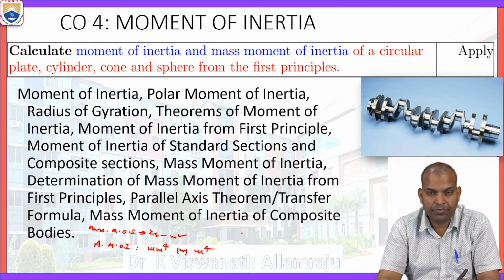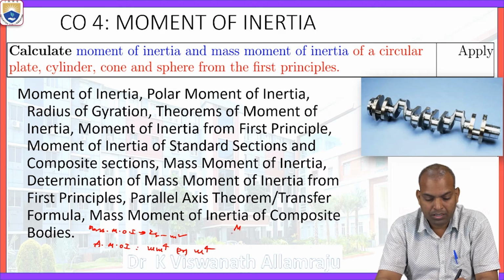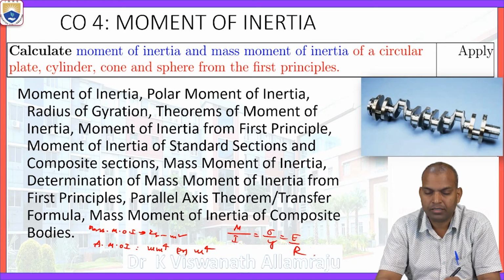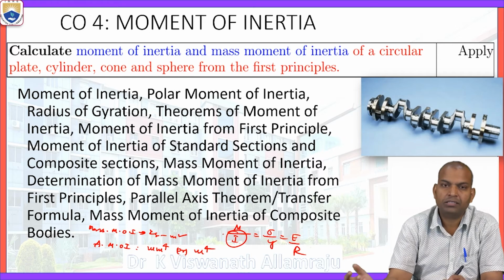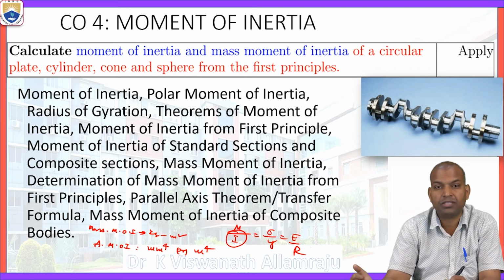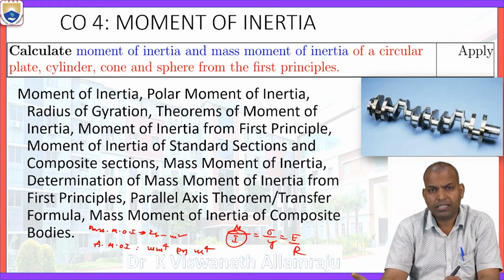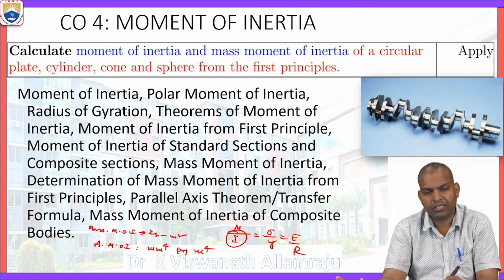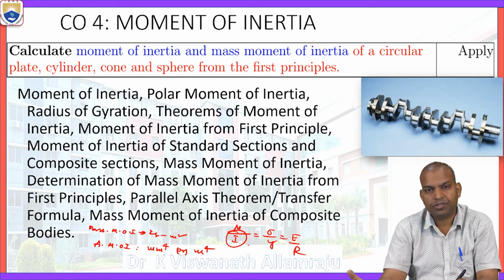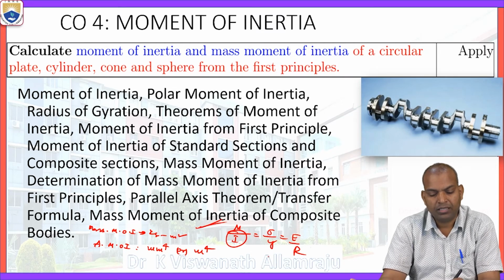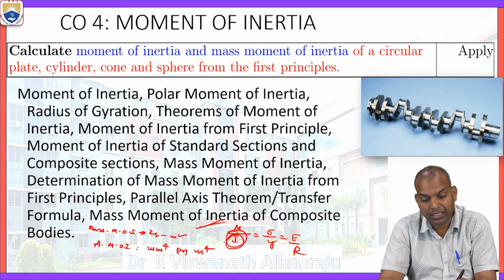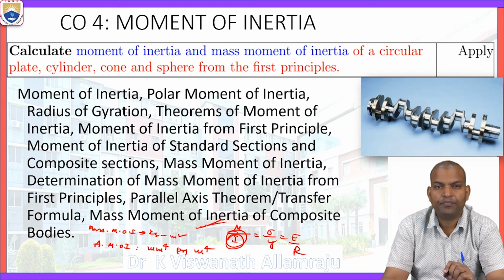In strength of materials, the simple bending theorem, the theory of pure bending, is M by I equal to sigma by y equal to E by R. What is this I? I is the area moment of inertia of the section, for example a rectangular section or a triangular section. In the theory of simple bending, pure bending, M by I, this concept of moment of inertia is useful.